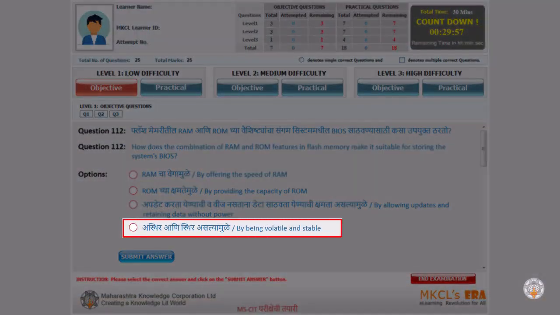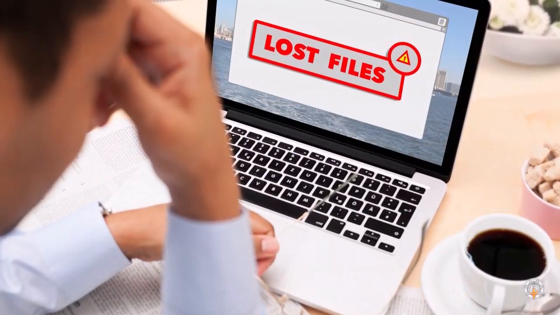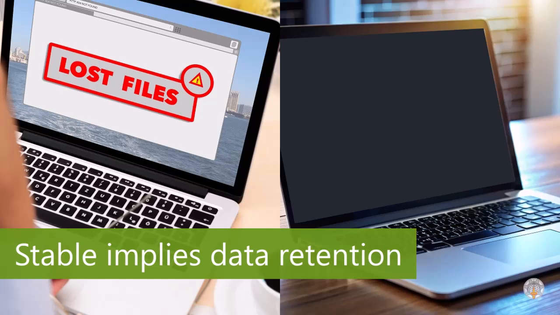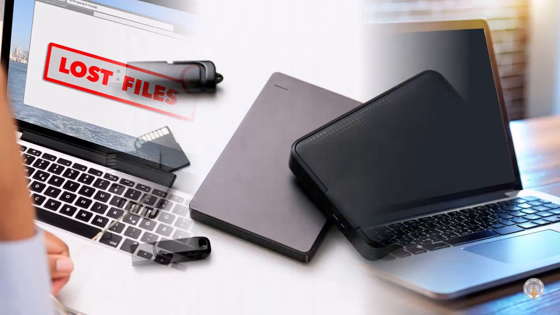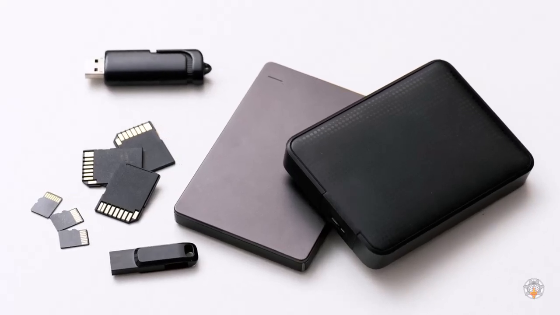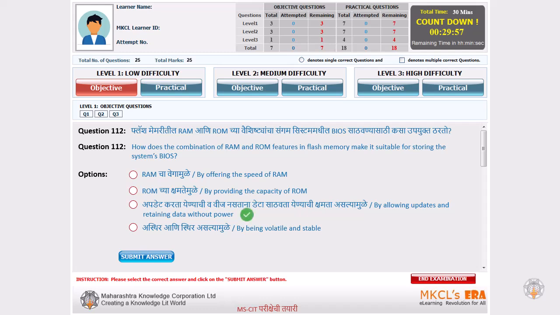By being volatile and stable. Volatile means the memory loses data when power is off, while stable implies data retention. Flash memory is stable but not volatile, so this description does not fit. So, the correct answer is by allowing updates and retaining data without power.